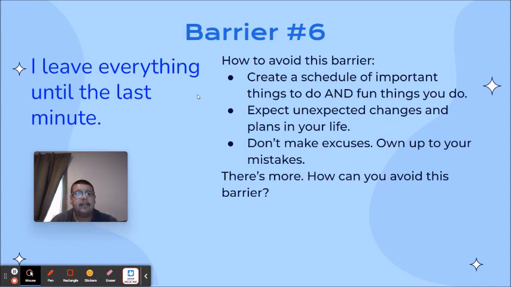Expect unexpected changes and plans in your life. That's another way to avoid this barrier that says I leave everything until the last minute. So start thinking about, well, there might be some plans that might change. If you have it in mind right here, you're going to know how to deal with them. Don't make excuses. Own up to your mistakes. Don't say, oh, well, because I was working on this and I was doing this and I was doing this. Don't make excuses. Just own up to your mistakes. And then you can change your goal. Not a big deal. How can you avoid this barrier?